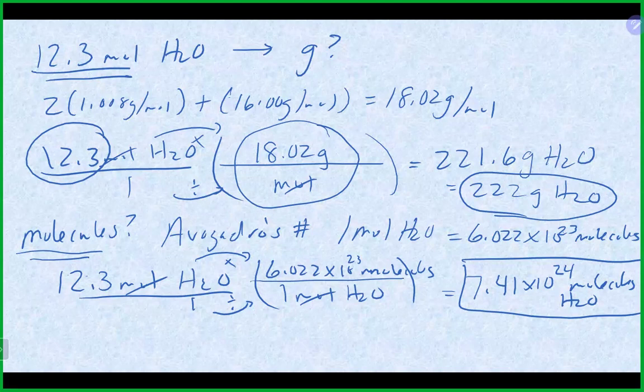The molar mass from the periodic table is what you use as a conversion factor to go between them. The only time you would use Avogadro's number is if you've got to go from moles to atoms or moles to molecules or backwards. That's when you would use Avogadro's number as a conversion factor to do that.